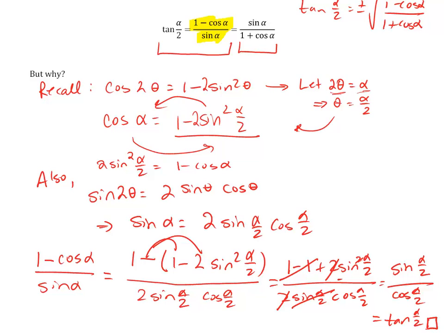Now, we proved the yellow one. To prove the one that's in blue is exactly the same procedure. Just start with that equation, plug in your 2 identities, and you will see that you do, in fact, get tangent of alpha over 2.